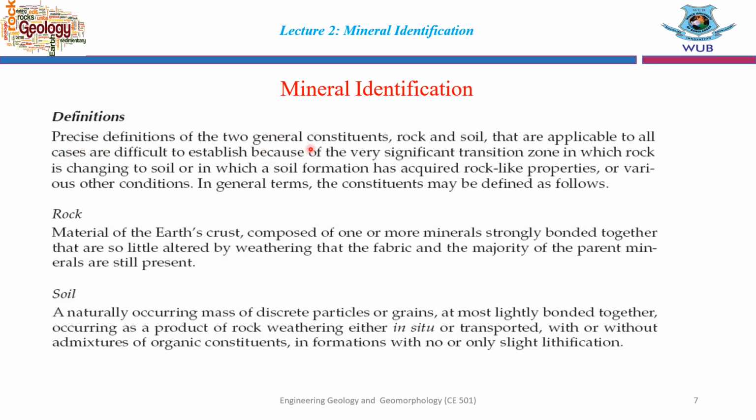Precise definitions of the two general constituents, rock and soil, applicable to all cases are difficult to establish, because of the very significant transition zone in which rock is changing to soil, or in which a soil formation has acquired rock-like properties, or various other conditions. In general terms, the constituents may be defined as follows. Rock: rock means material of the earth's crust composed of one or more minerals strongly bonded together, that is little altered by weathering, where the fabric or the majority of the parent minerals are still present.